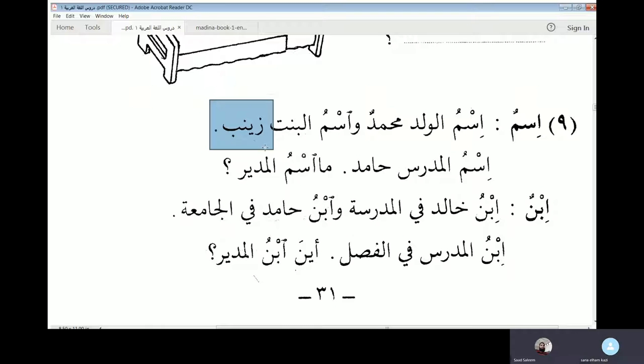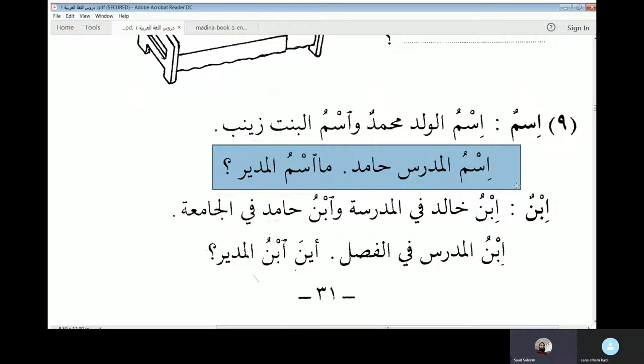If you remember, we learned two columns. With the name of a male, we use tanween, and with the name of a female, we use dhamma. Same thing here. Zainab is a proper feminine noun. We cannot use tanween with Zainab. So, Binti Zainabu. That's all. Wasmul binti Zainabu. Why not Bintu? Because Bint is Mudaf. It should be majroor. Binti Zainabu.